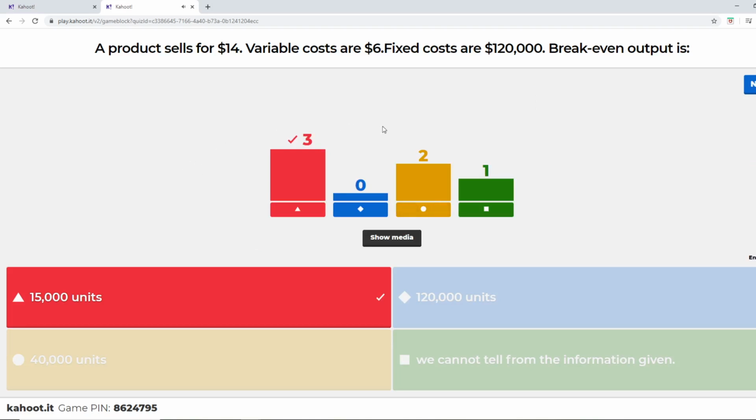If your calculation is correct, you should be able to get this. $15,000. 15,000 units. All right. So how do you calculate this? Basically, because we make an assumption. So now we have to find out when the total cost will be equal to the total revenue.